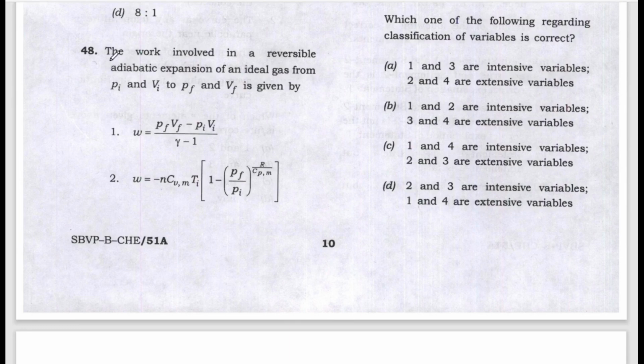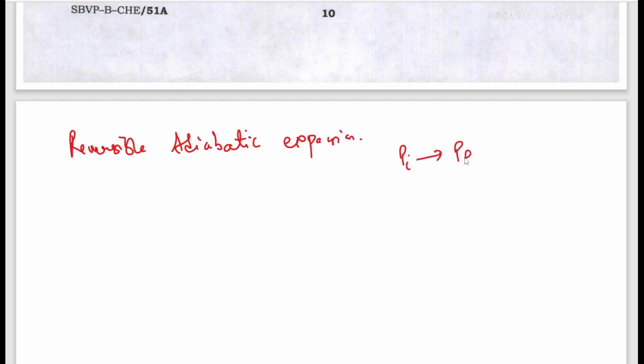In the next question, they are asking about the work involved in a reversible adiabatic expansion of an ideal gas from initial pressure Pi and initial volume Vi to final pressure Pf and final volume Vf. In the case of reversible adiabatic expansion, they are saying that initial pressure is Pi and final pressure is Pf, initial volume is Vi and final is Vf.